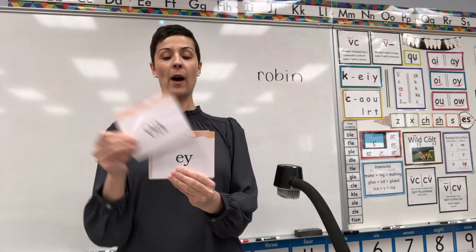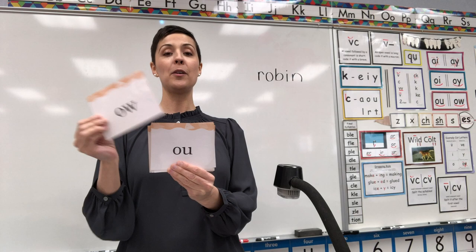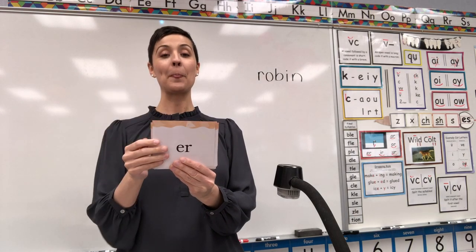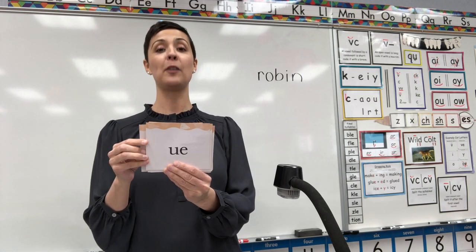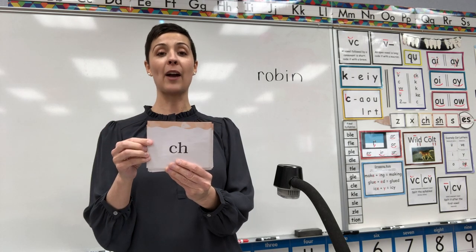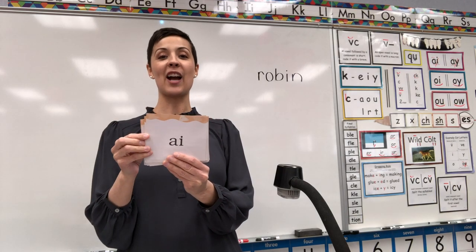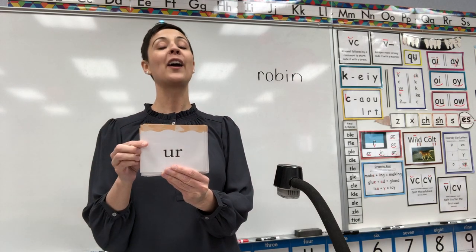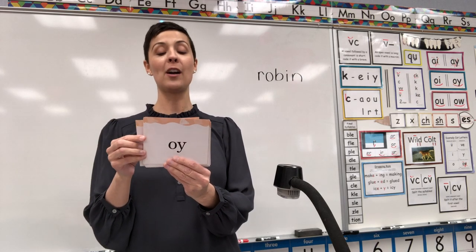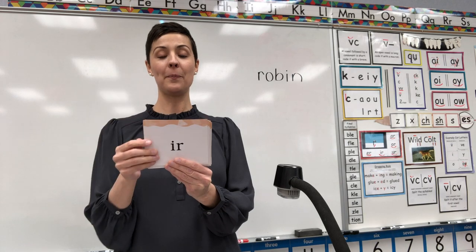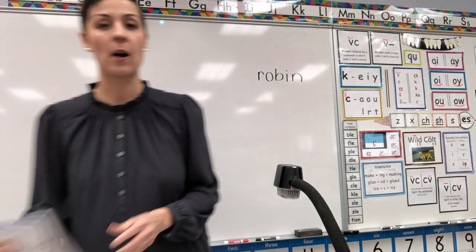Ready? Digraph EY, digraph OA, digraph AU, digraph AW, diphthong OU, diphthong digraph OW, combination ER, vowel Y, trigraph IGH, digraph UE, combination AR, digraph CH, combination OR, Q, combination QU, digraph AI, digraph AY, combination UR, digraph EA, diphthong OI, diphthong OY, final syllable TION, combination IR, digraph EY. Nice job.